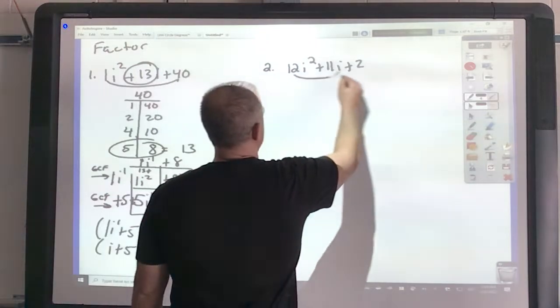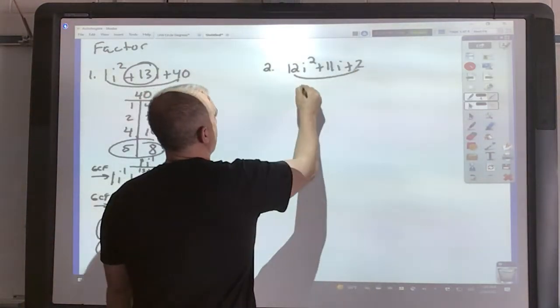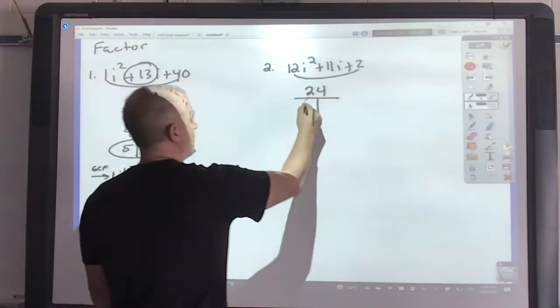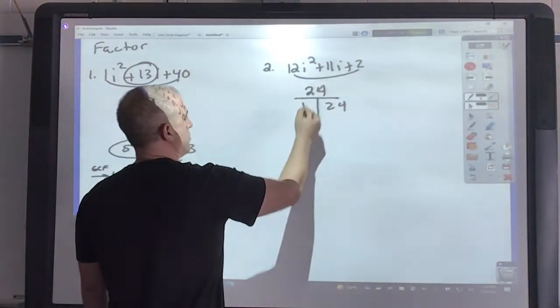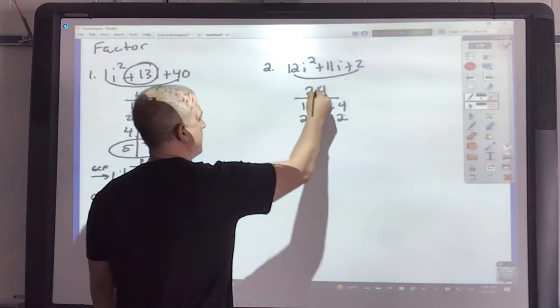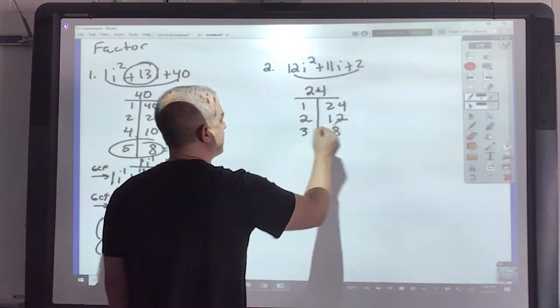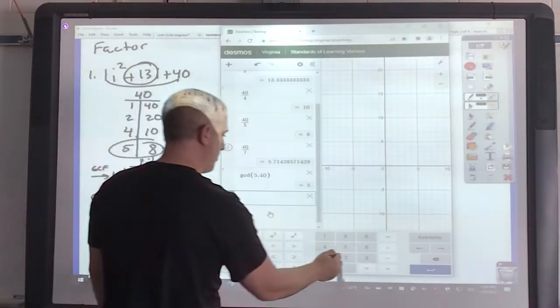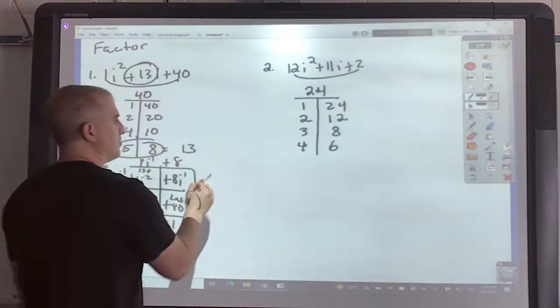So this one, multiply 12 and 2, I get 24. Factors of 24: 1 and 24. 24 divided by 2 would be 12. 24 divided by 3 would be 8. 24 divided by 4 would be 6. Now, if you wanted to check, 24 divided by 5 is a decimal, so it doesn't go in.